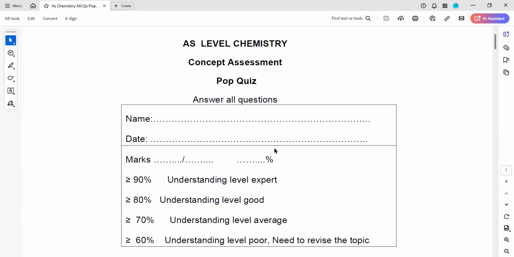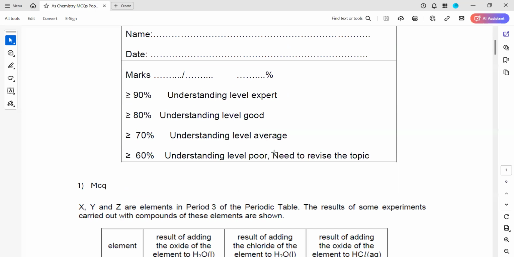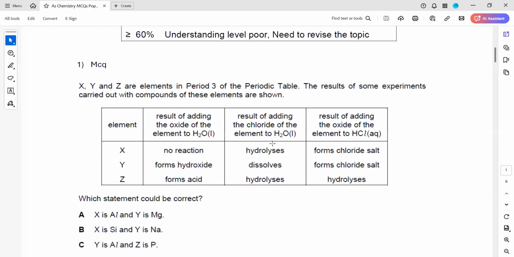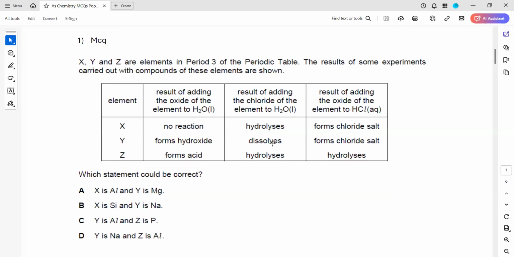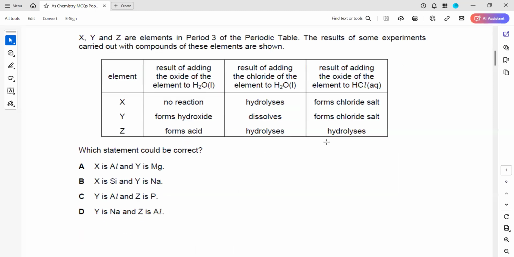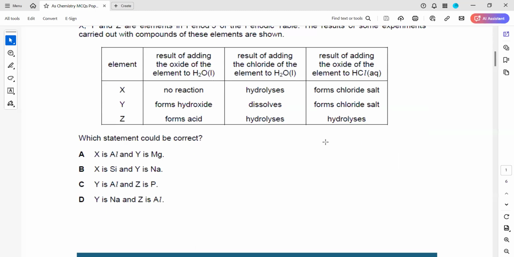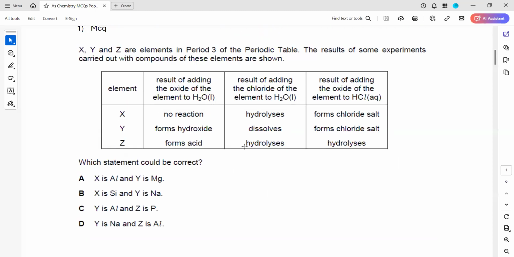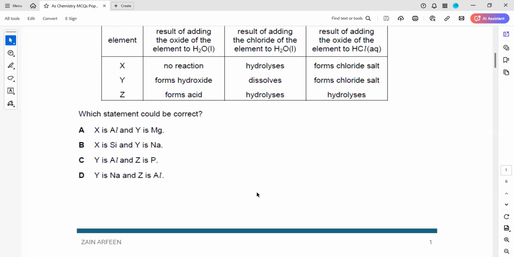So this was the structure of Pop Quiz 6, which was related to different topics. As we completed question 1, if you have any doubt, question 1. Question 1, okay.